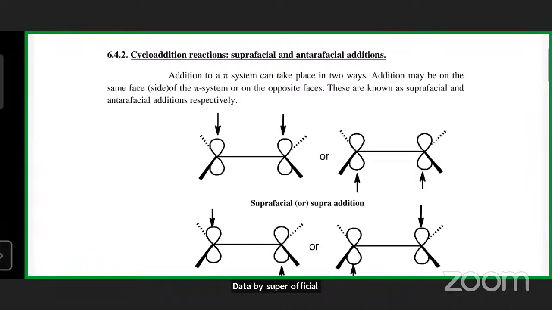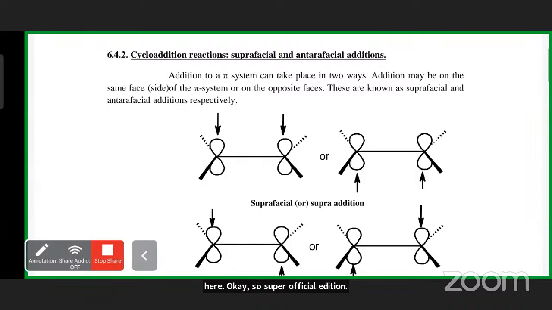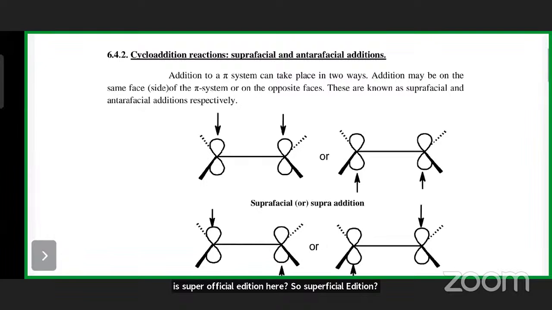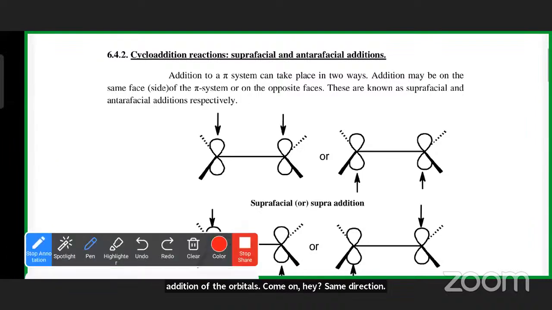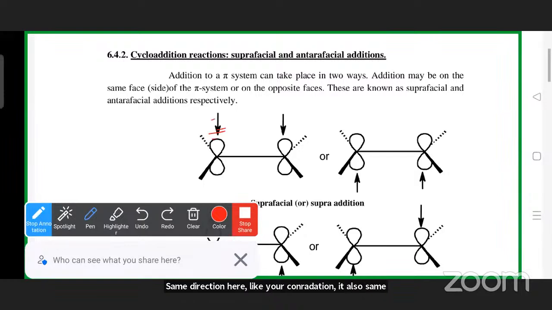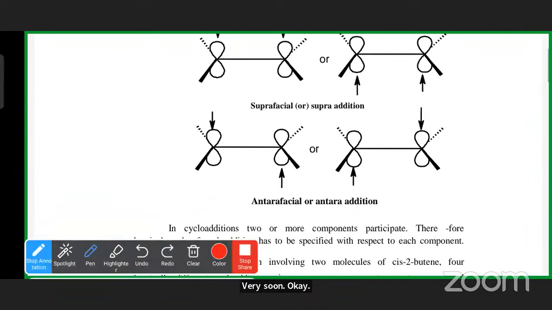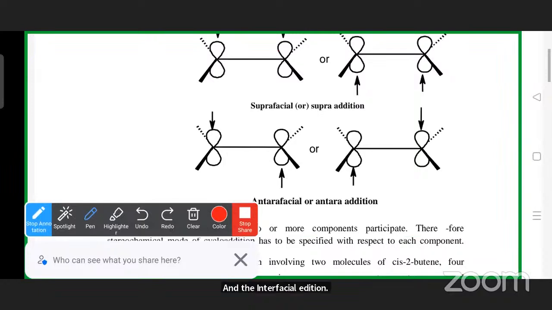So what is suprafacial addition? Suprafacial addition means the addition of the orbitals from the same direction, like your con rotation, also the same direction. For example, either top face or bottom face, so top face addition or bottom face addition takes place. So this is called the suprafacial addition. And antarafacial means the addition of one orbital from the top face and the addition of the another orbital from the bottom face, the opposite.